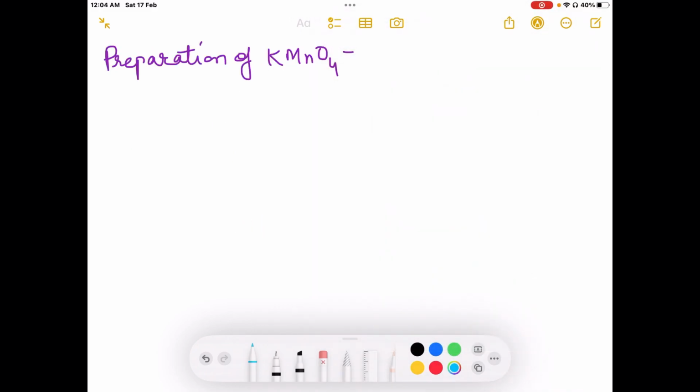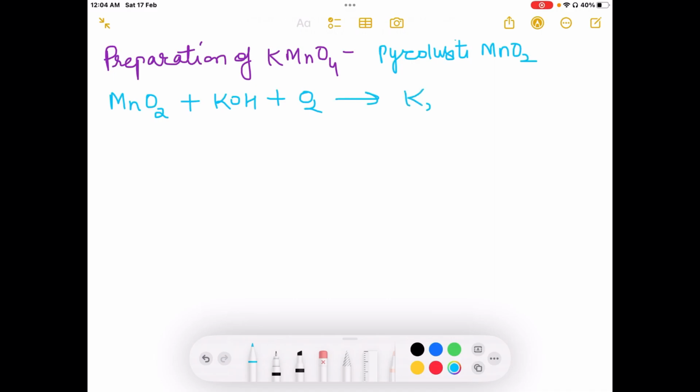Preparation of potassium permanganate from its ore, pyrolusite, which is MnO2, and its color is blackish. So MnO2, when fused with alkali in presence of air, changes to potassium manganate, and the byproduct here is water. 2 moles of MnO2 react with 4 moles of KOH, changing to 2 moles of K2MnO4 and 2 moles of water.